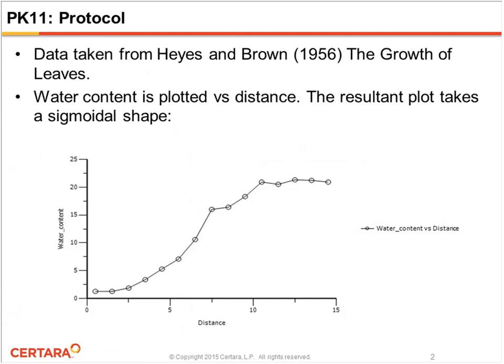So for today's topic, we are looking at 6 different sigmoidal response models from the Gabrielsson and Weiner reference. The input data set that we have is taken from Hayes and Brown, the growth of leaves, and we're actually fitting a sigmoidal response model to a different type of data set. So on the y-axis, we have water content of the leaf, and then on the x-axis, we have distance. And the resultant plot takes a sigmoidal shape.